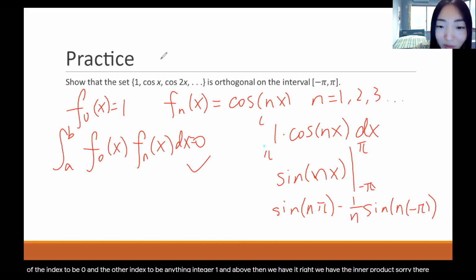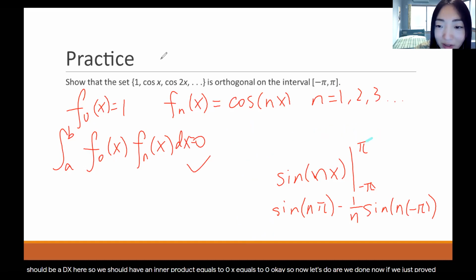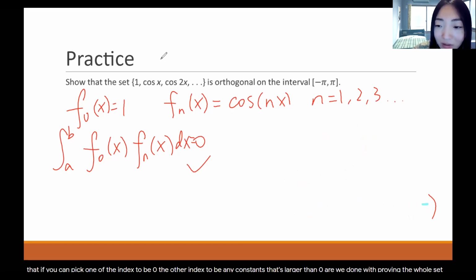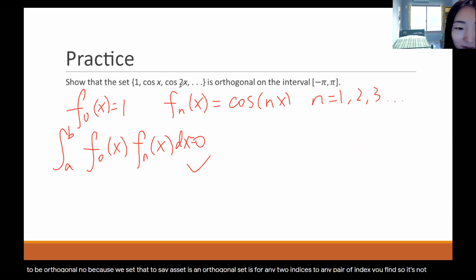Okay, so now, are we done? If we just prove that if you pick one of the indices to be 0, and the other index to be any constant larger than 0, are we done with proving the whole set to be orthogonal? No, because to say a set is an orthogonal set is for any two indices, so any pair of indices you find. So it's not necessarily that one of the indices has to be 0.